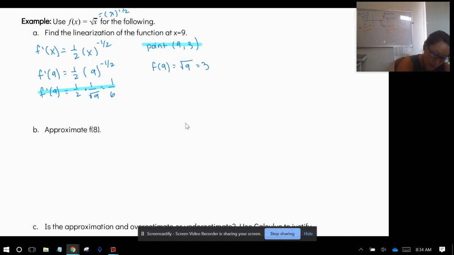So I need these two pieces, the slope and the point. So I can write my equation in point-slope form. So y minus 3 is equal to the slope, which is 1/6, times x minus 9. Let's just solve for y, plus 3. Okay, so either one of these would work.